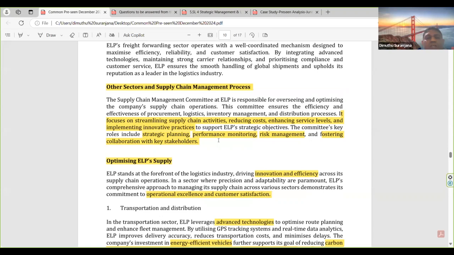Then the next area is other sectors and supply chain management process. The supply chain management committee at ELP is responsible for overseeing, that means supervising, and optimizing the company's supply chain operations. This committee ensures the efficiency and effectiveness of procurement, logistics, inventory management, and distribution processes. It focuses on streamlining supply chain activities, reducing cost, enhancing service levels, and implementing innovative practices to support ELP's strategic objectives. The committee's key roles include strategic planning, performance monitoring, risk management, and fostering collaboration with stakeholders. Again, supply chain management, guys.